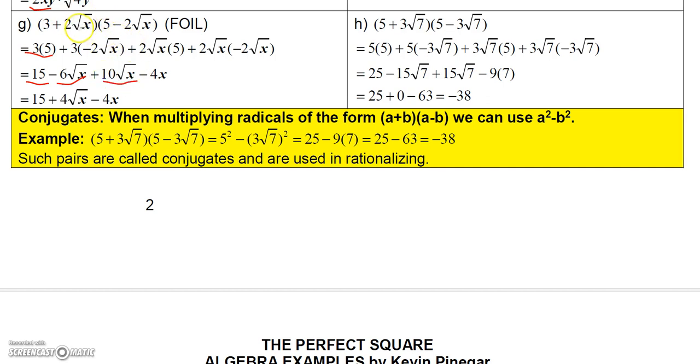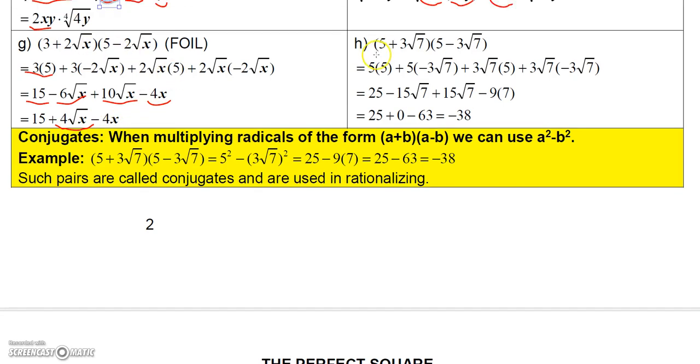And then if I multiply the last term times the last term, I have 2 times minus 2, which is negative 4. And then remember, when I have square root of x times square root of x, that's just going to be x. Now, simplifying like terms here, minus 6 square root of x plus 10 square root of x, I can add those terms and get 4 square root of x. So I have 15 plus 4 square root of x minus 4x for the answer.